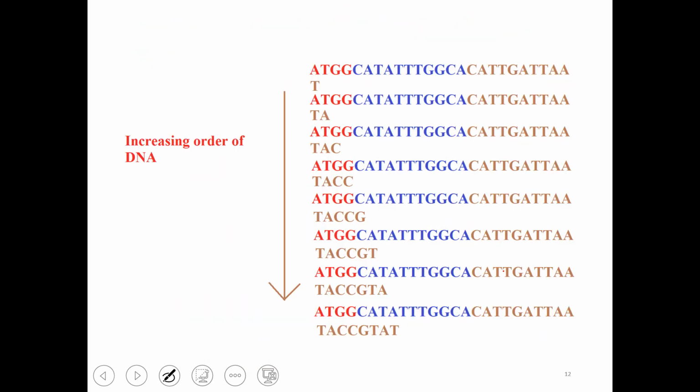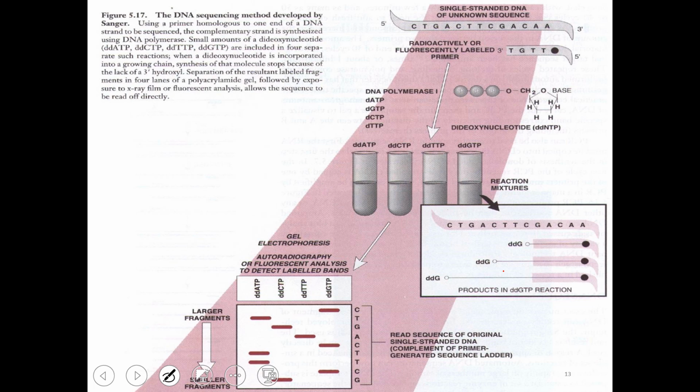So what we actually do is we put those different fragments of the DNA into the gel electrophoresis. First we have the first well, which will consist of the DD-ATP, then DD-CTP, DD-TTP and DD-GTP. So we have a different well for the different tubes in the gel electrophoresis. Then we put this here, this here, this here and this here, and we leave it for the gel electrophoresis.